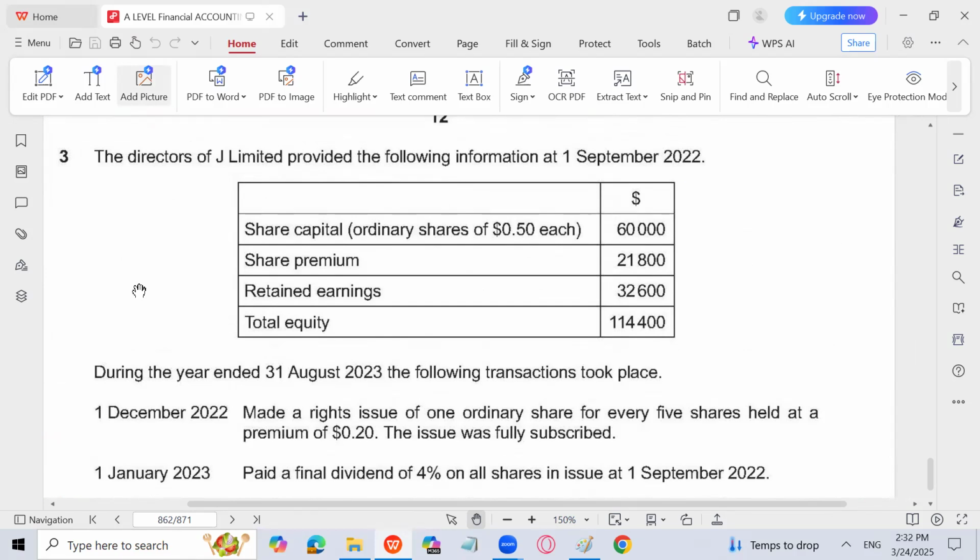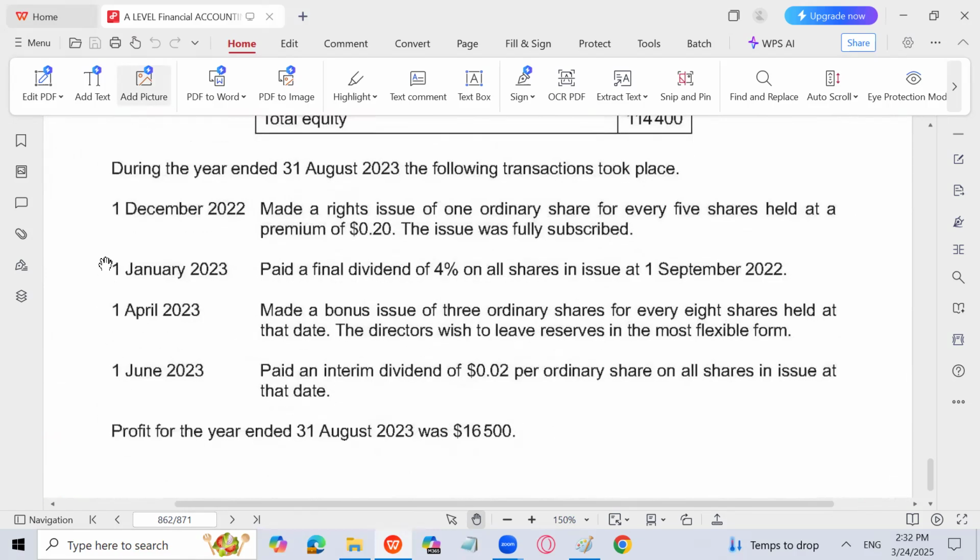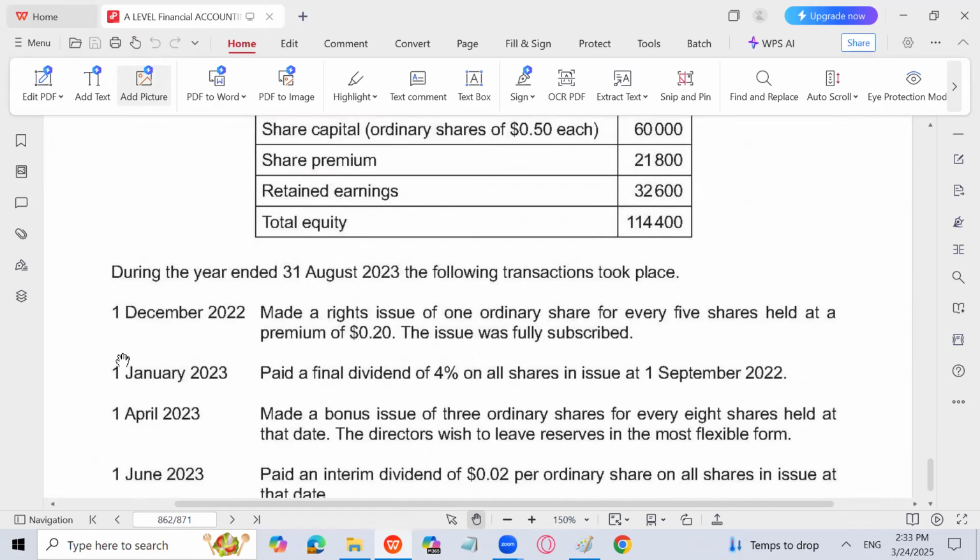During the year ended 31st August, the following transactions took place. On 1st December 2022, made a rights issue of 1 ordinary share for every 5 shares held at a premium of 0.2. So we are issuing right shares, 1 for every 5, at a premium of 0.2. There is no reserve in the question, so we don't need to follow that particular point.